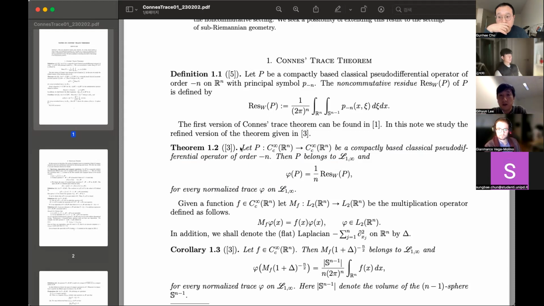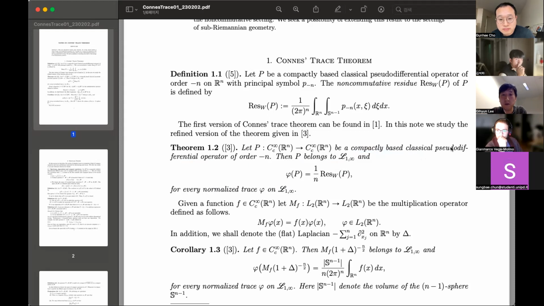Anyway, okay, so here I say that P is a compactly based classical pseudo differential operator of order -n. The compactly based is just some sort of technical assumption, so I will omit explaining this notion. And the classical pseudo differential operator is some sort of generalization of the notion of differential operator on the Euclidean space.